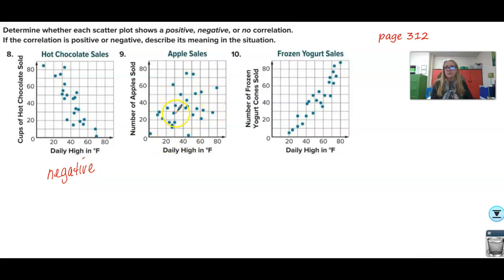This one's kind of all over the place. It doesn't really matter what the temperature is. The number of apples is not affected by temperature. So this is no correlation. This is clearly a positive correlation because it's going uphill. Positive. So the number of frozen yogurt sales goes higher as the temperature goes higher. That makes sense.